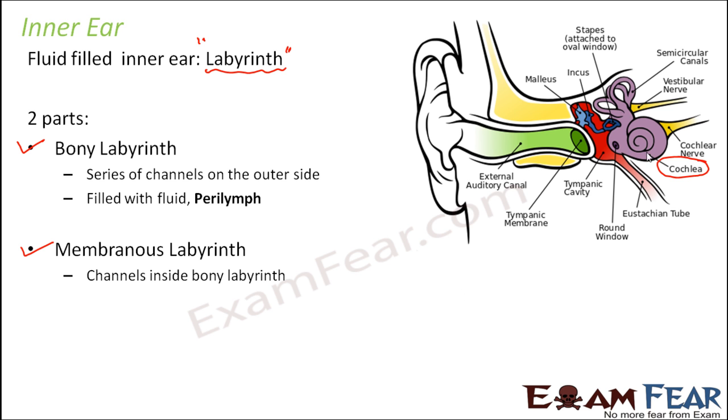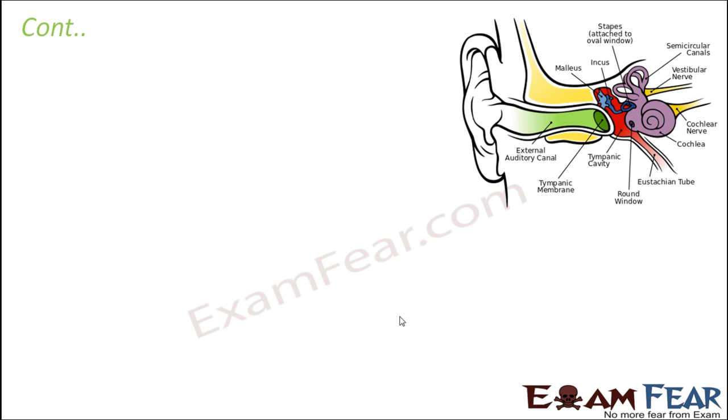So if you look at this coiled structure, you can actually see that the inside portions are a series of channels which are filled with a fluid called endolymph. Endo means inside. They are called membranous labyrinth, and outside that is the bony labyrinth. Since it is a bony structure, it is present on the outer side and it can ensure some protection as well. I'll just show you with the help of a picture. So we'll just see bony and membranous labyrinth.